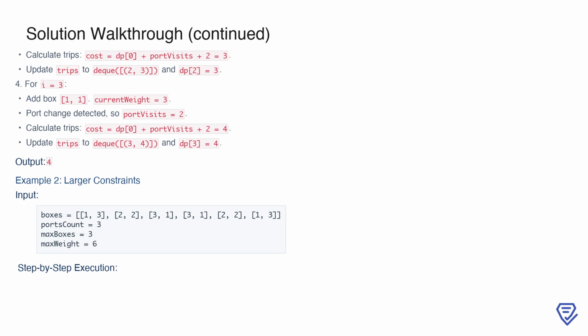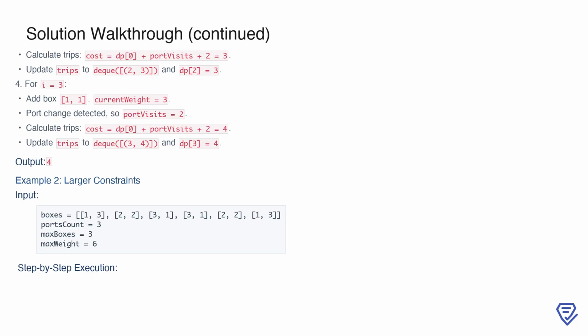At this point, we've processed all boxes for the first example, and the minimum number of trips required is stored in dp[3], which is 4. This demonstrates the process of dynamically calculating trips while adhering to the constraints of max boxes and max weight.